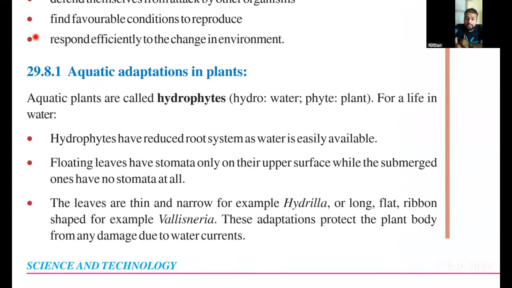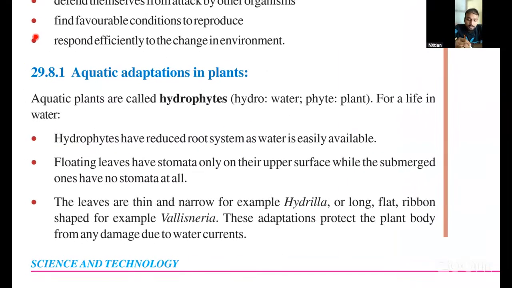Okay. Now aquatic adaptation in plants. So we'll read this. So Sam, can you read it slowly, slowly?